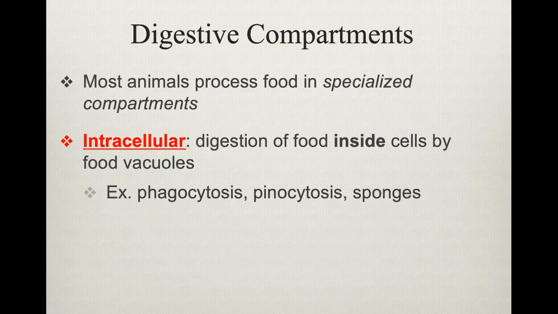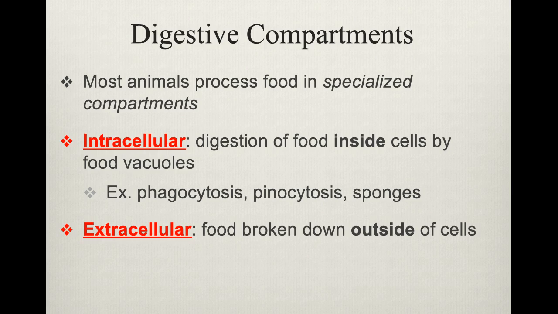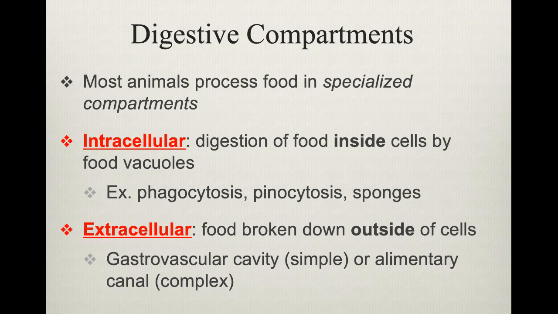Another type is extracellular, and this is where the food is broken down outside the cells. And there are going to be two examples, whether it's simple or complex. Gastrovascular cavity is the simple system of extracellular digestion, and alimentary canal is the complex. I'll get more into those on the next two slides.